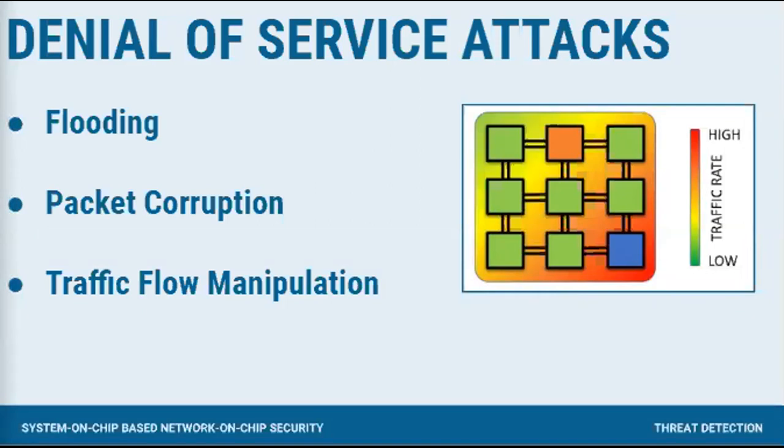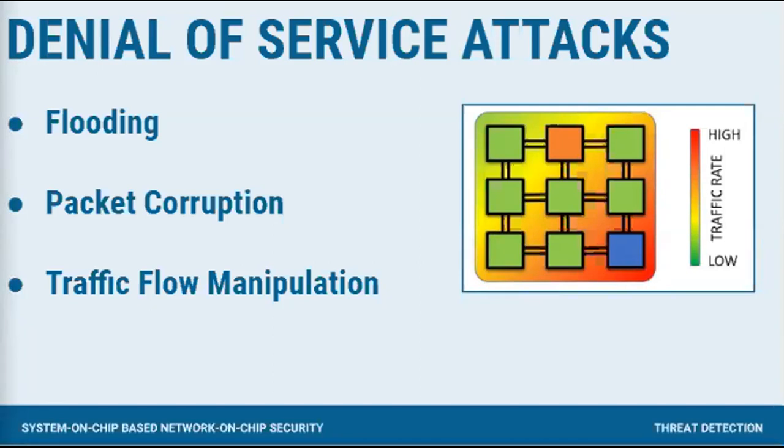In the network on chip communication domain, there can be three attacks, as I mentioned: flooding, packet corruption, and traffic flow manipulation. Flooding is similar to what I explained, because denial of service attacks can happen from a malicious intellectual property manipulating the availability of on chip resources by flooding the network on chip with packets. It causes performance degradation of a few components.